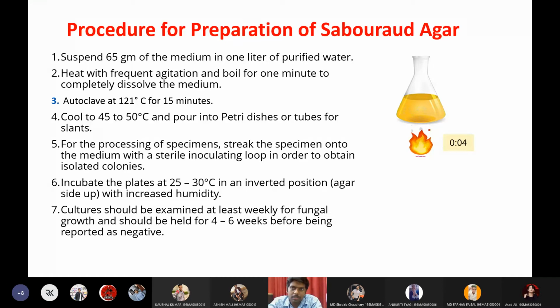Very simple. You will take a flask, you will add 1 liter of distilled water, then you will add 65 grams of SDA, then you will boil it upon frequent agitation. Then you will autoclave it at 121 degrees centigrade for 15 minutes. Then you will cool it. After cooling it, you will pour this media in either test tubes or petri dishes. Then after solidifying, you will add the fungal sample. Then you will incubate at 2 different temperatures. Then you will go for detection of fungal growth. If there is no fungal growth even after 6 weeks after inoculation, then you can give a negative report. So this is the procedure of SDA.